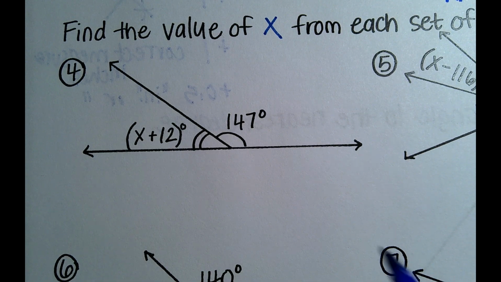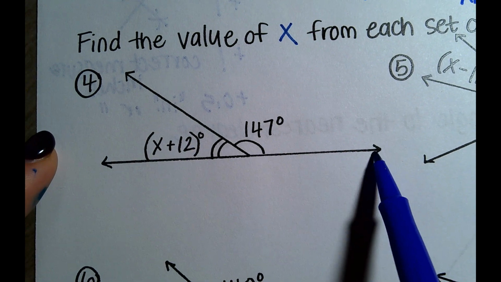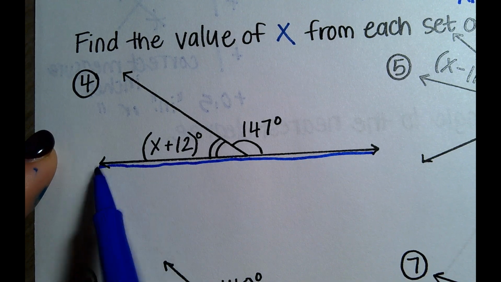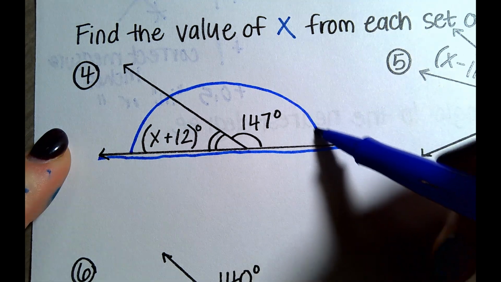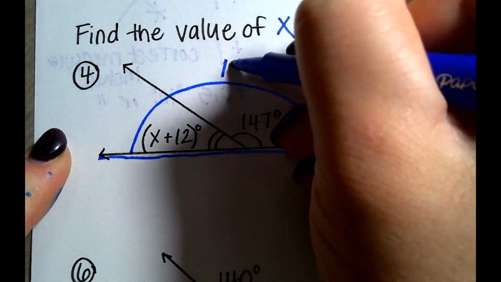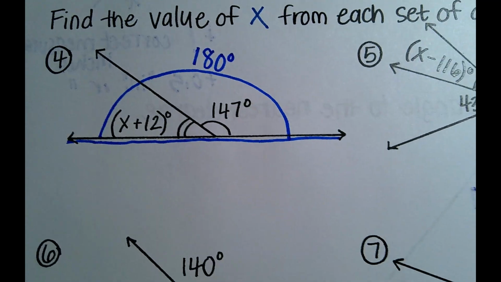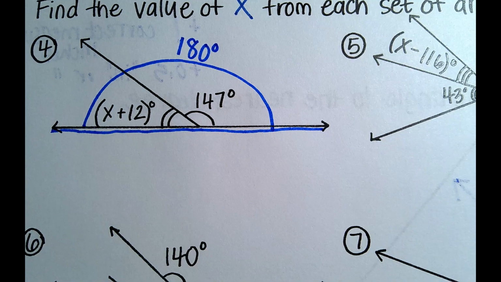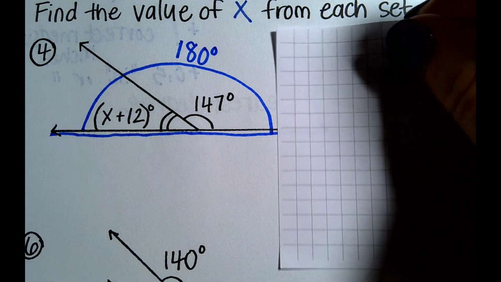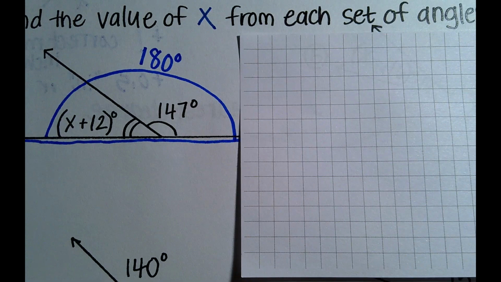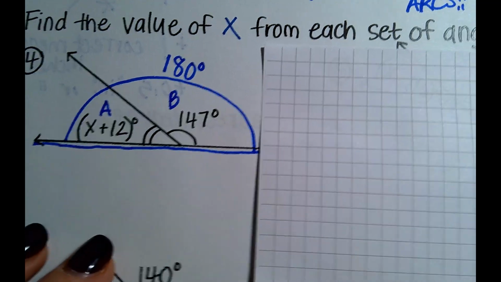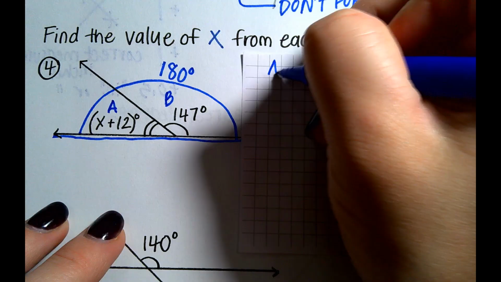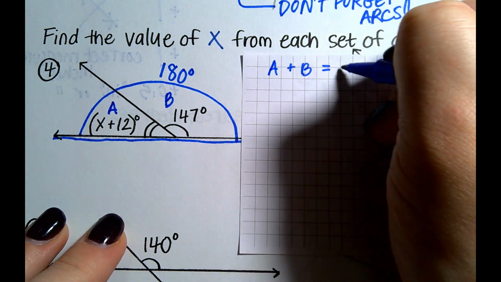Yes. Now, these 2 angles form a straight line. Anytime angles form a straight line, that means this whole big angle is 180 degrees. So I should be able to add them up together and set them equal to 180. So we're going to do that. I'm going to call x plus 12 angle A, 147 is angle B, and I know that A plus B equals 180.